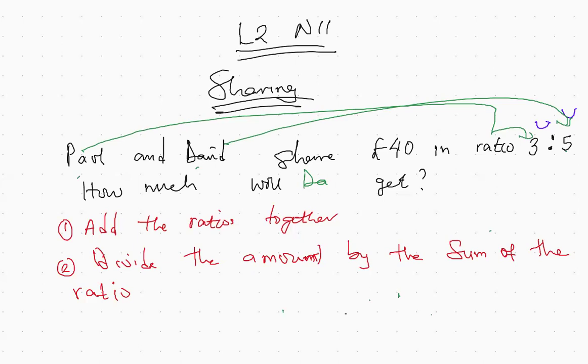Can you see the first step? You add the ratios together. 3 plus 5 gives you 8. Divide the amount by the sum of the ratios. 40 divided by 8 gives you 5. Then you use the 5 to multiply the ratios. 5 times 3 is 15. 5 times 5 is 25. That means that Paul will get 15 pounds, while David will get 25 pounds. Just follow the steps.